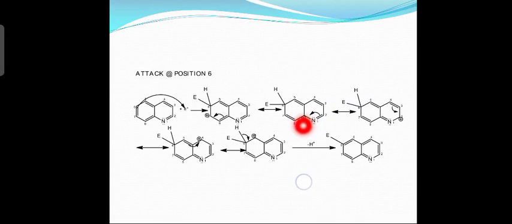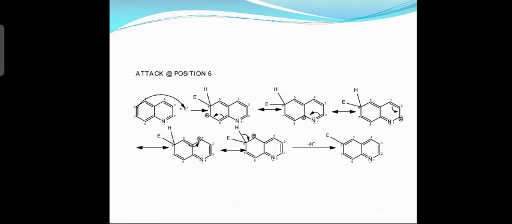So, electrophilic attack at 5 or 8 gives a carbocation which is a resonance hybrid of 7 canonical structures. Out of these, structures 1, 2 and 6, 7 have one aromatic sextet intact. And therefore, the carbocation is more stable. The attack at the 6th or 7th position gives a carbocation which is a resonance hybrid of only 5 canonical structures, out of which only 2 structures, that is the first one and the fifth one, have one aromatic sextet intact.